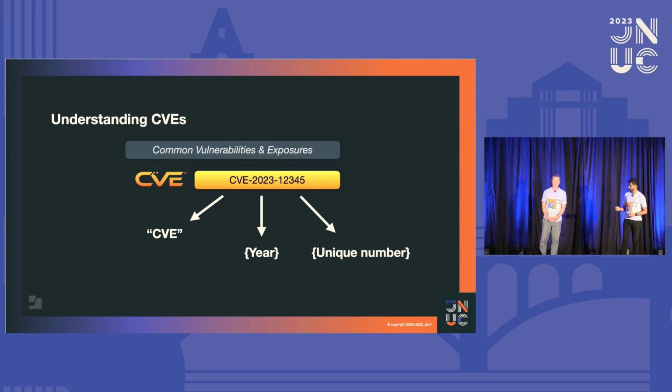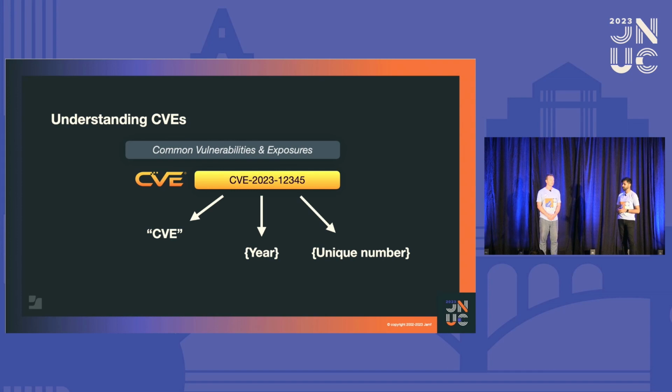So what does an identifier look like? As we can see, the very first part is fixed, simply referencing the Common Vulnerabilities and Exposures system itself by denoting CVE. The next part is the 4-digit year that the vulnerability was first discovered or made public. And finally, we have the unique identifier.